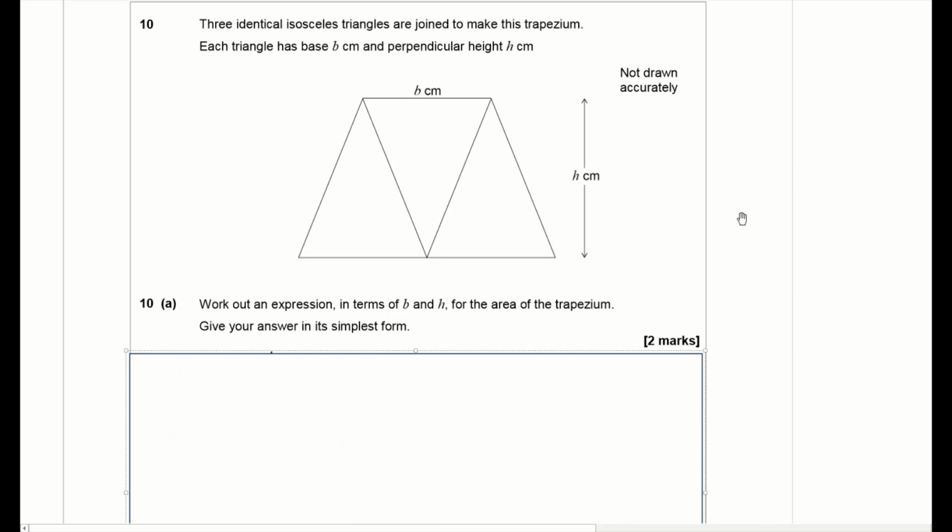There are 2 ways you can tackle this problem. You can either say, well, there are 3 identical isosceles triangles here, so all we really need to do is get the area of one such triangle and multiply it by 3, or you can apply the trapezium area formula and substitute the relevant values in directly. Now, because all of these triangles are identical, that means that this side here and this side here has also got to be of length b centimeters. The height, of course, is shared with all 3 of them.